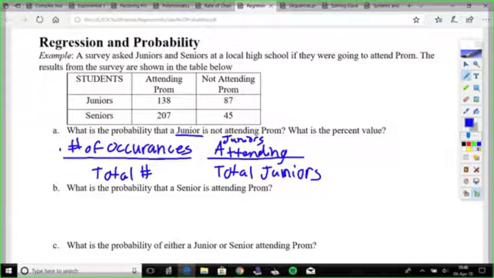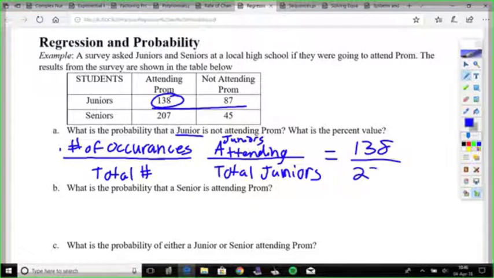Now, all that data is in the table. The juniors that are attending prom, there's 138 of them. How many juniors are there in total? Well, what's 138 plus 87? 138 plus 87 is 225. So 138 over 225, right? And then you just calculate that in your calculator. So 138 divided by 225 is 61.3 repeating, and it's a decimal, 0.613.